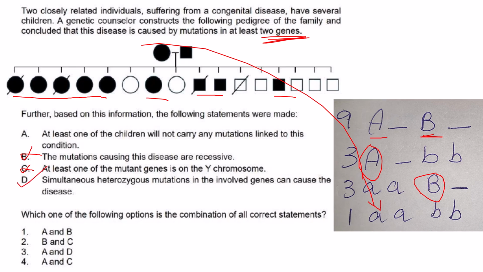What about A? At least one of the children will not carry any mutation linked to the condition. Yes, see here, in this case, small a, small b, only one offspring. Yes, one of the children will not carry any mutations. So that's correct. So that makes options A and D your answer.